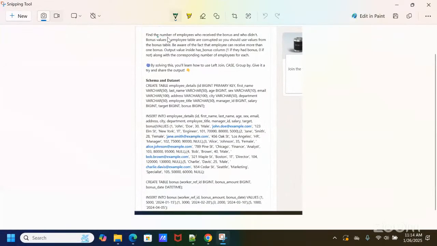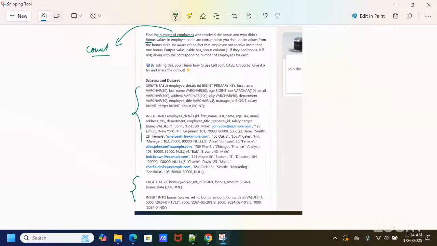Find the number of employees. What does he want? He wants a count. Understand how to write the SQL. He wants to count the number of employees who received the bonus and who did not receive the bonus. It means I have an employee detail table and I have a bonus table.